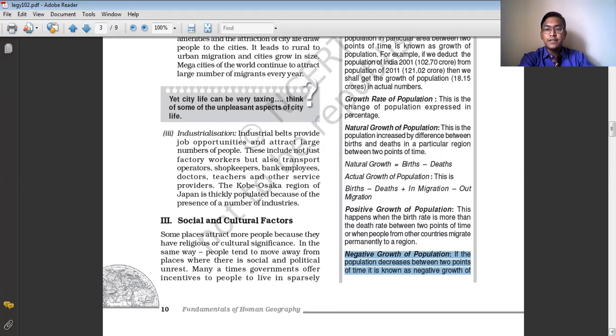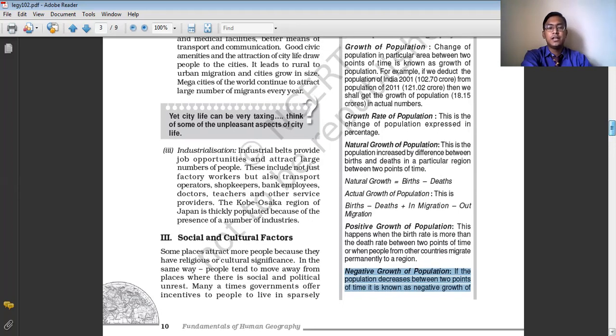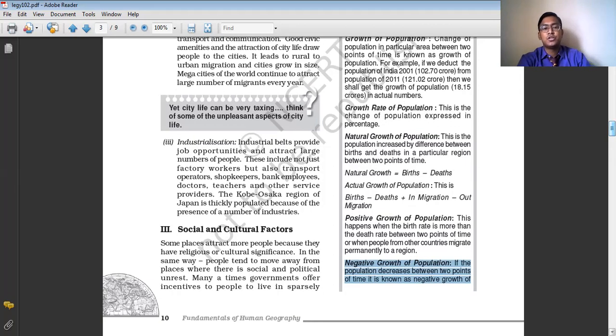So these are the various important topics which are a very important part of population geography. As we are studying world population distribution, density and growth, it is essential to know these basic concepts of population studies: population growth, growth rate, natural growth of population, actual growth of population, and positive growth of population. I hope you have all understood what positive growth and negative growth mean, what growth rate is, and how we find out the population growth in a certain place between two points of time.